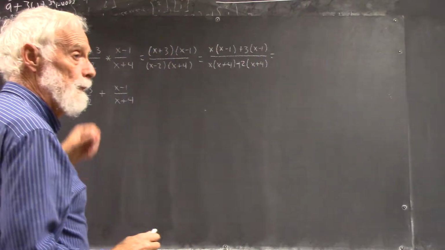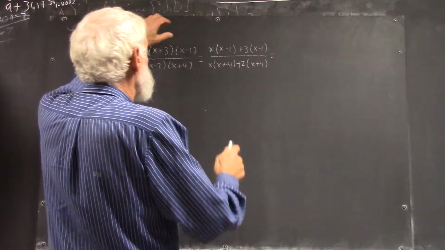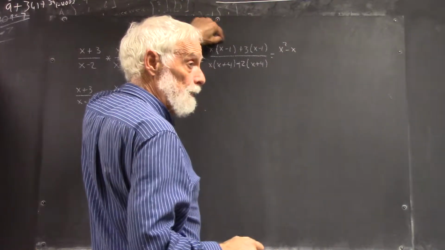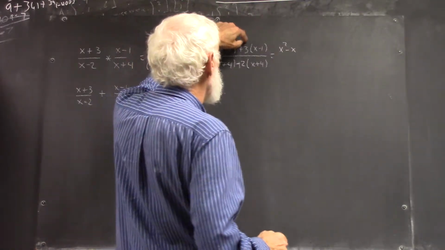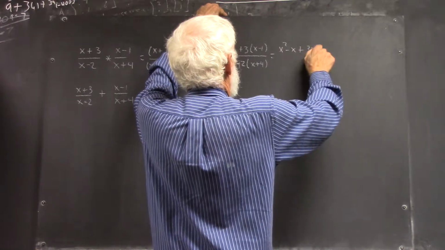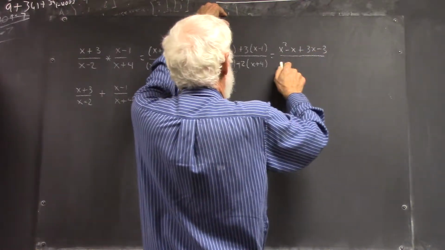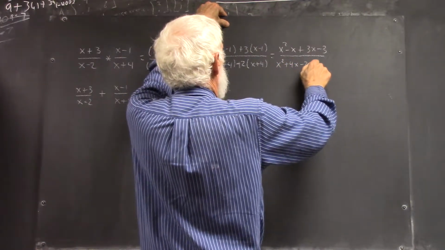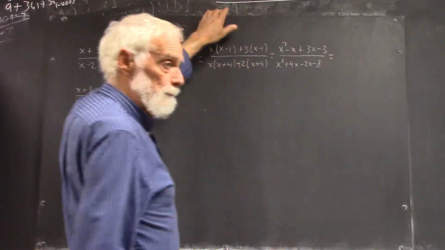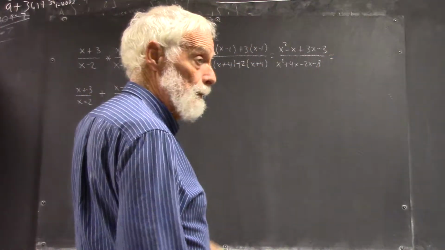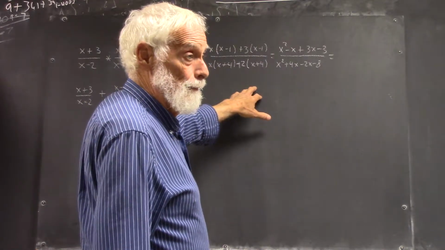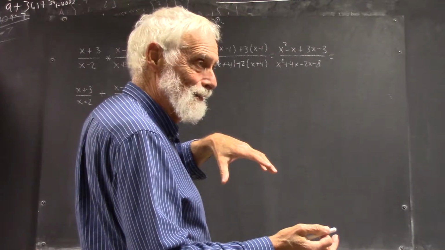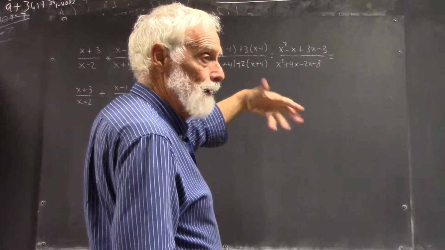Okay? This equals x squared minus x. x times x is x squared. x times -1 is -x. 3x plus 3x minus 3 over x squared plus 4x minus 2x minus 8. Okay? I'm sure you see where all that comes from. Make sure you write it out like this. If you want to do something else off to the side to check yourself, go ahead. But this is more reliable and easier to remember ultimately.